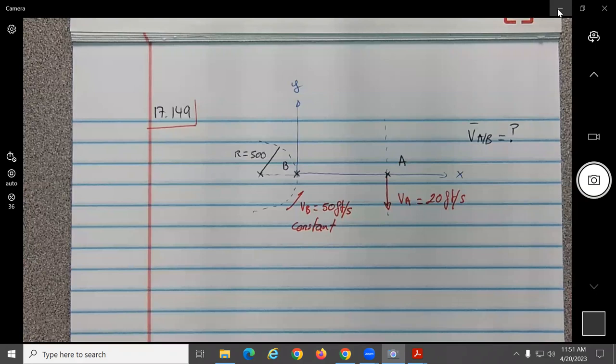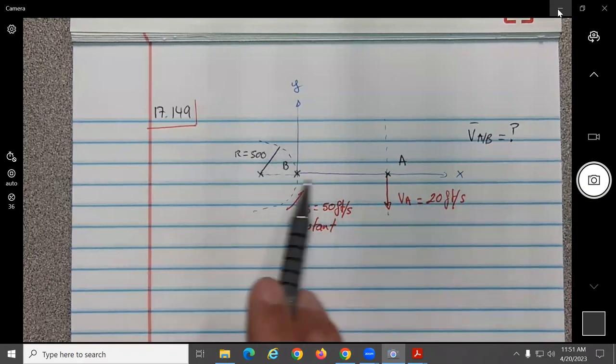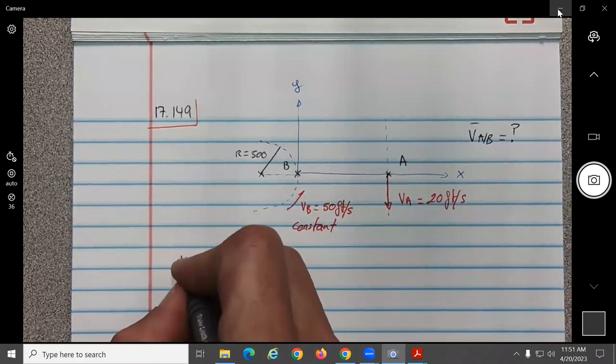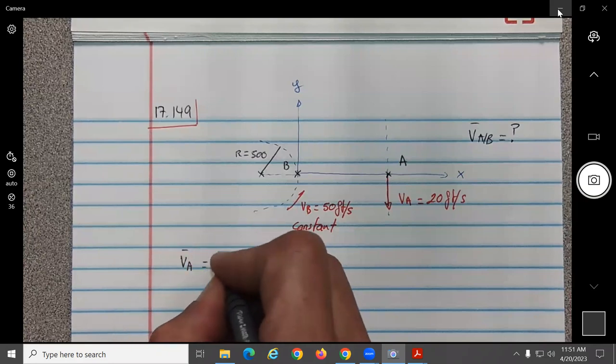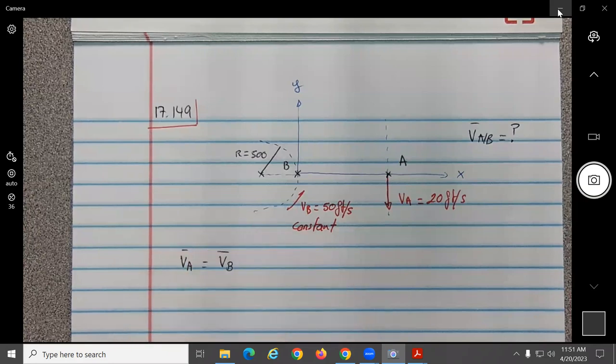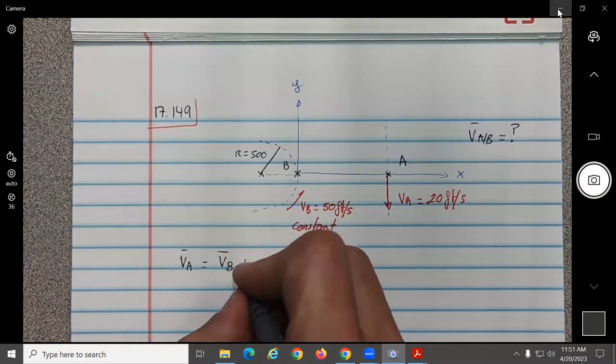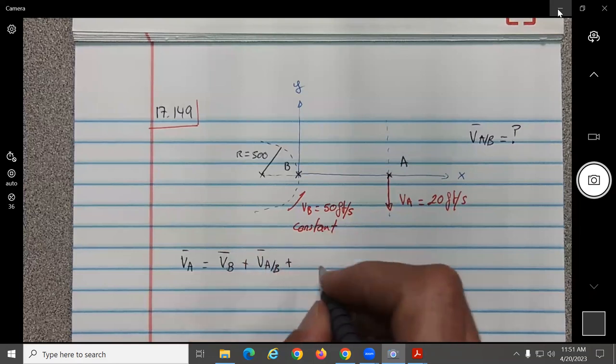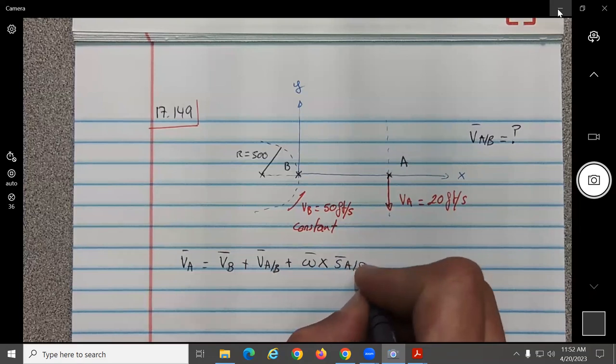Since this is our main reference frame, I'm going to write the equations from here. Let's write a general equation. VA from point B would be equal to VB, since the distance between those two points is gonna change, plus velocity of A with respect to B, plus omega cross S of A with respect to B.